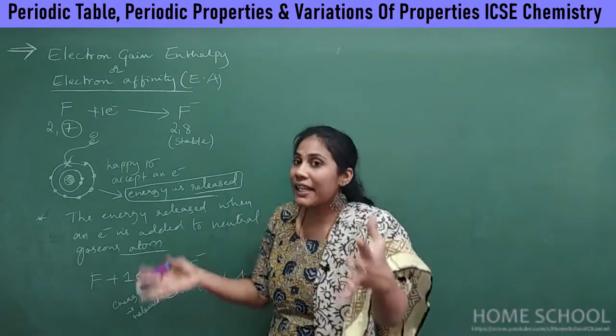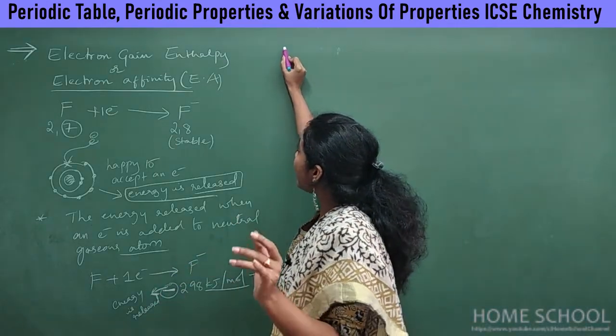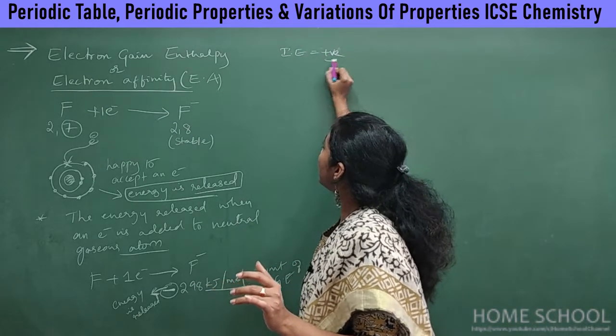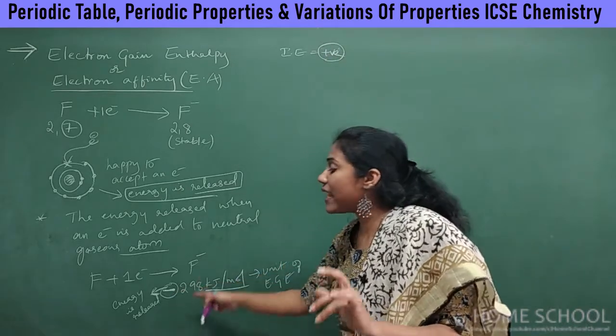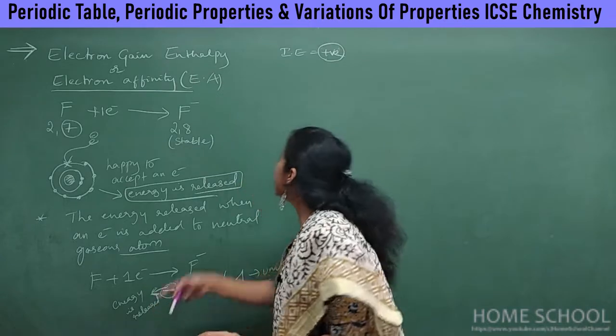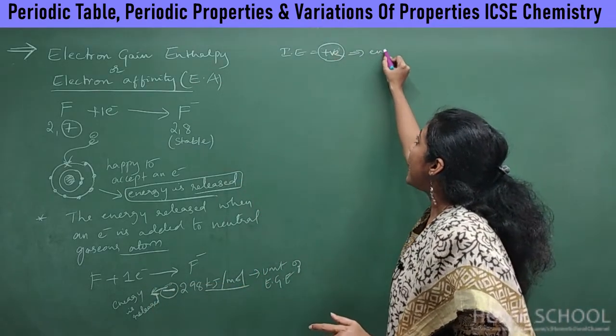So, you are supplying energy from outside. So that ionization enthalpy values, you will observe with positive value. Here the energy values are negative. Negative value indicates that the energy is released. Positive value indicates that the energy is supplied.